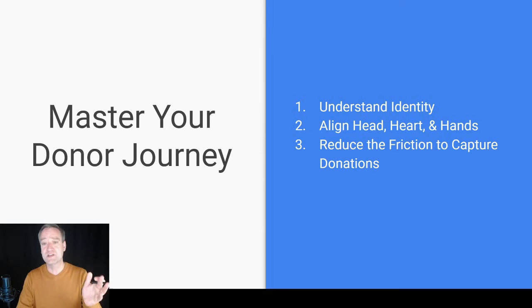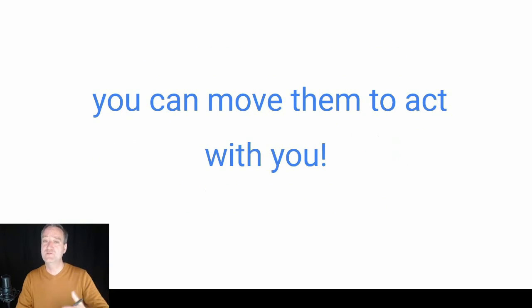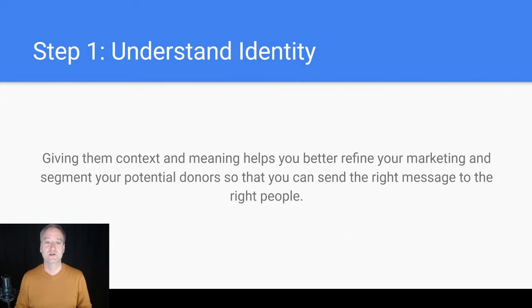Okay, so those are the 3 steps. As I said, the ultimate goal is to help them understand who you are, to bring that into alignment of how you think and feel, so that you can move them to act with you. When you mobilize your mission, you're looking to do that across the spectrum. You're looking to give them context and meaning that helps them better understand who you are. And to do that, you need to lay a message out so that you can intercept them and bring them into that alignment. So step number 1, understanding identity. Give them context, help them understand who you are, but understand who they are. Like, what are their potential hang-ups? What is their motivation? So here we look at demographics.